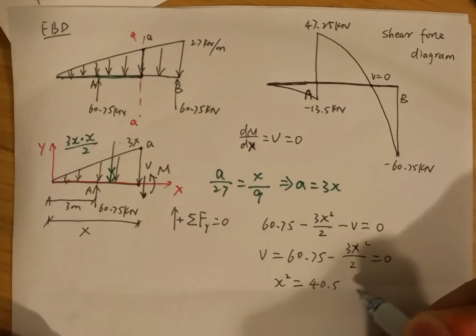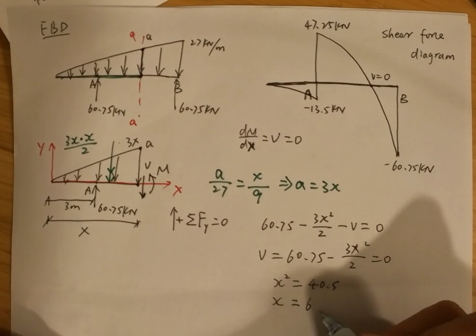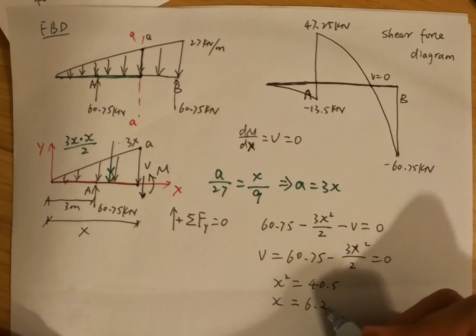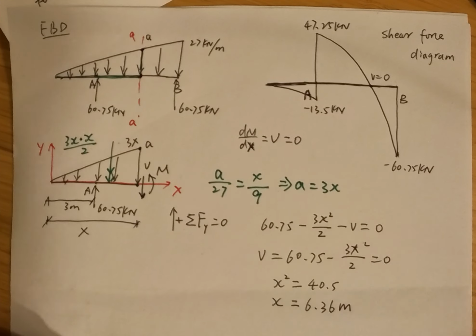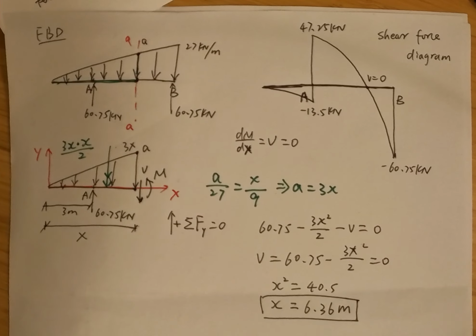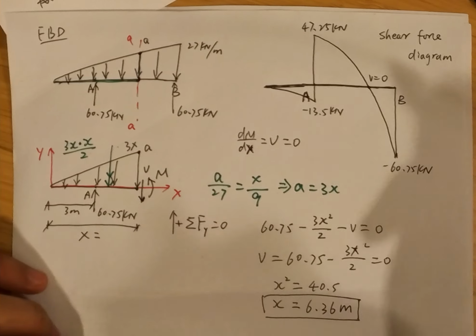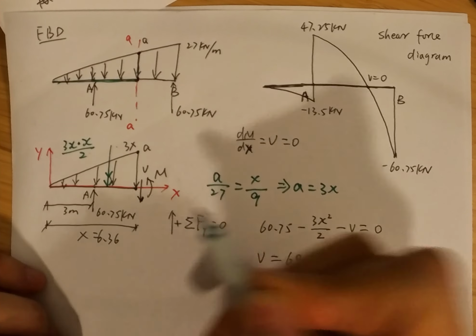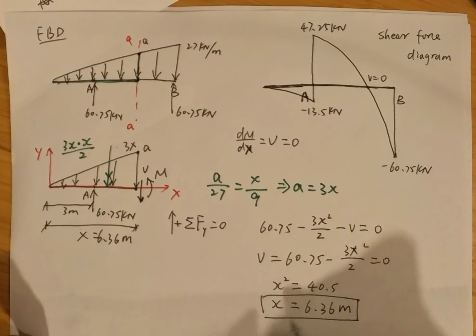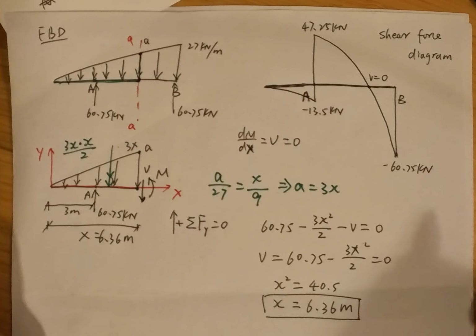So x is approximately 6.36 meters. This is the location where the shear force equals 0. So x equals 6.36 meters. After we know this location, we can calculate the bending moment.